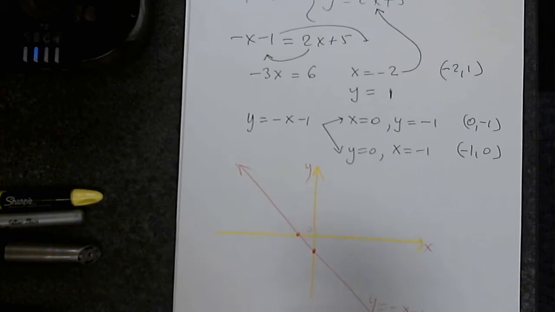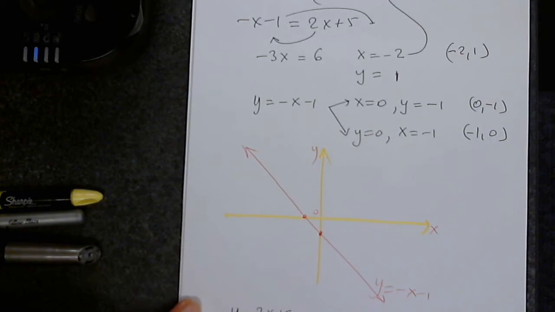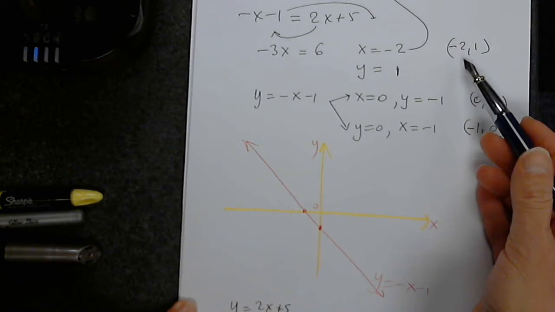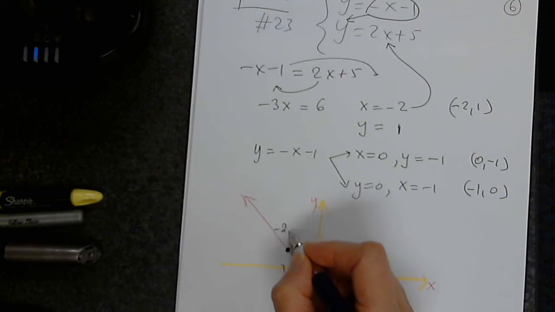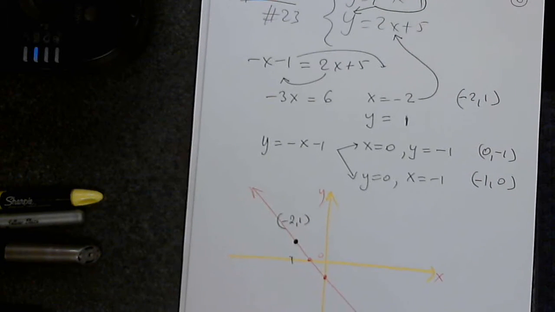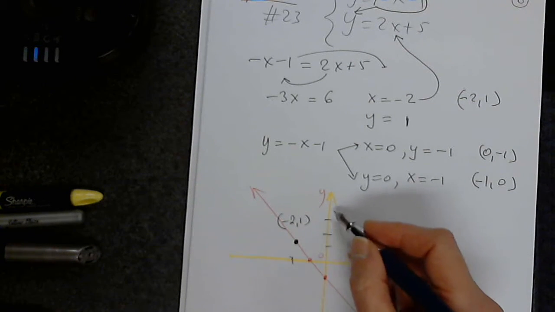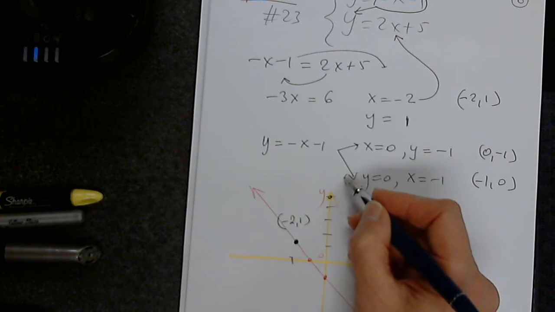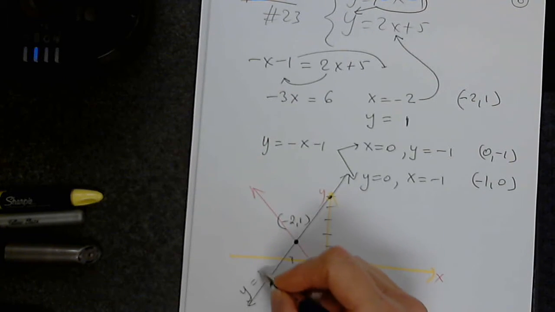Now the second equation, y equals 2x plus 5. I already know that it has to pass through negative 2, 1. So negative 2 and 1. Why? Because I did my homework before I even graphed. So when x is 0, y is 5. So 0 comma 5. 1, 2, 3, 4, 5. And when I graph, I will write y equals 2x plus 5.